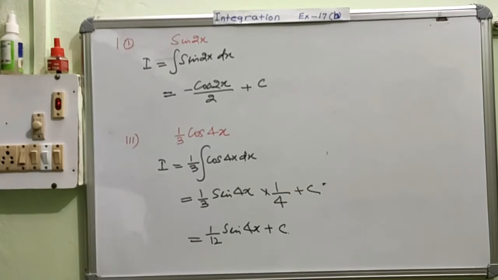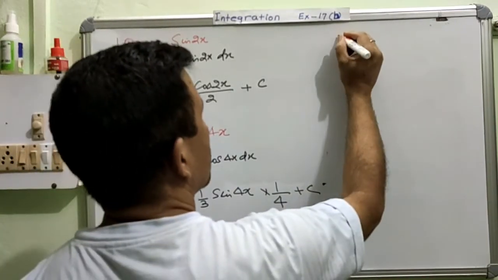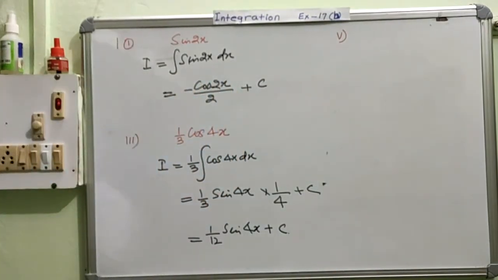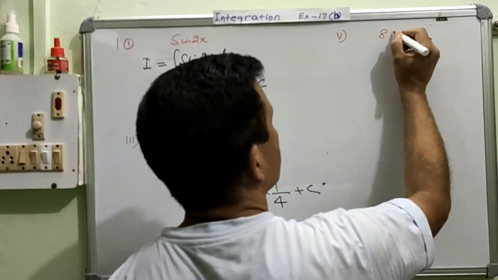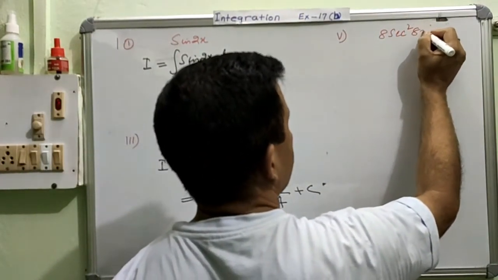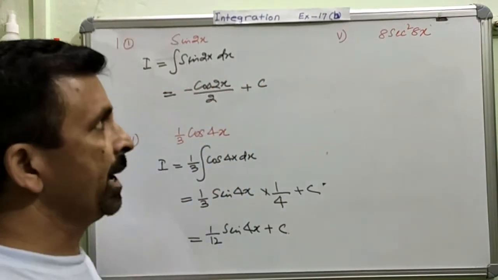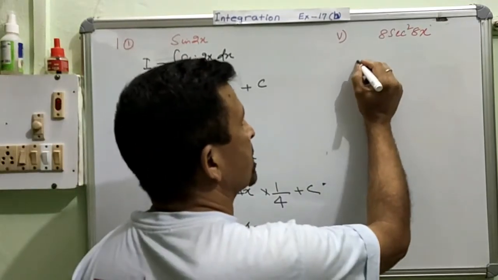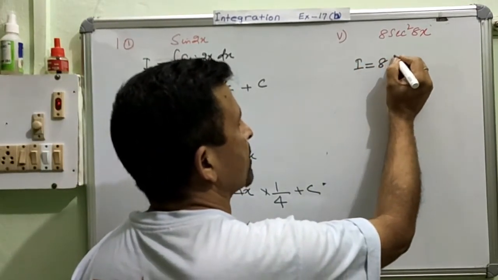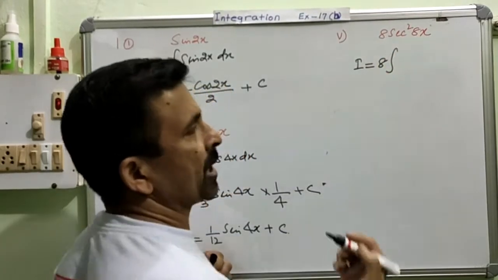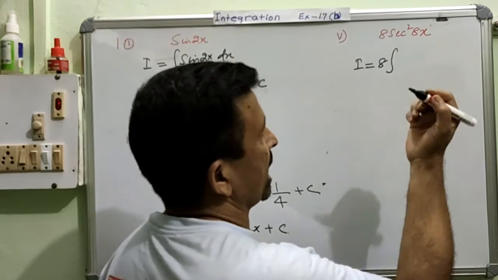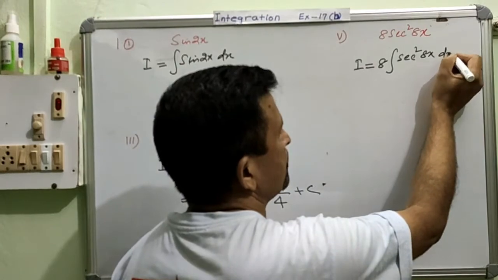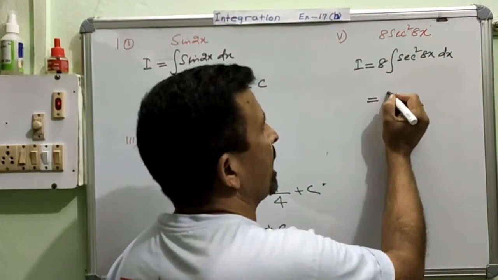Let us see one more question. Roman number 5. Question number 5 is 8 sec square 8x. This is our question. 8 times sec square 8x. So when we find the integration of this function, I will be, again the constant will be separated. Whenever the constant is in the product form or in the quotient form, we can separate it because that will remain untouched. So this is sec square 8x dx. Is it okay? So now 8 is as it is.